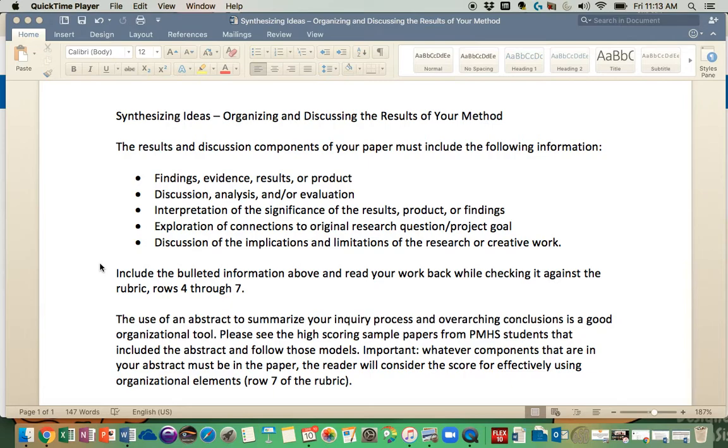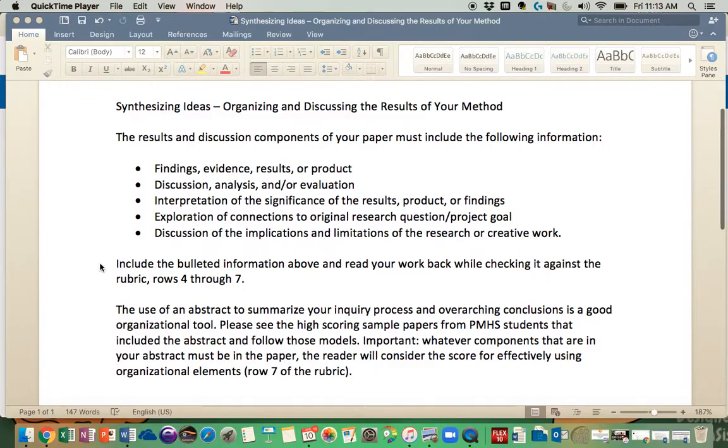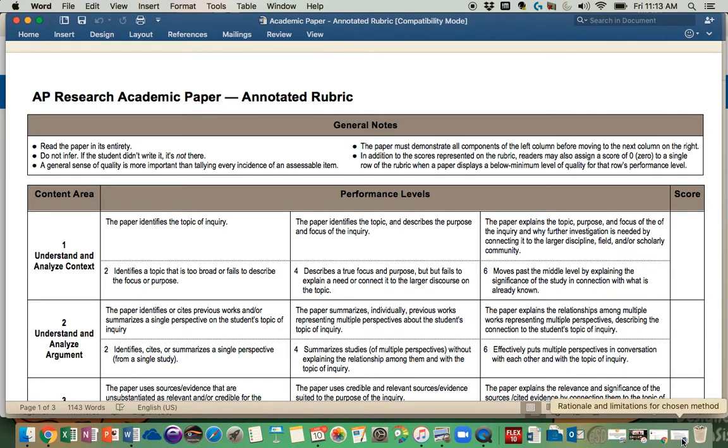This is very important, though. Whatever components are in that abstract have to be in the paper. So the reader will consider the score for effectively using organizational elements, and that'll be row 7, okay? So I thought I'd go over this summary list, and I'm going to pull up the rubric and go over this again with you, okay?